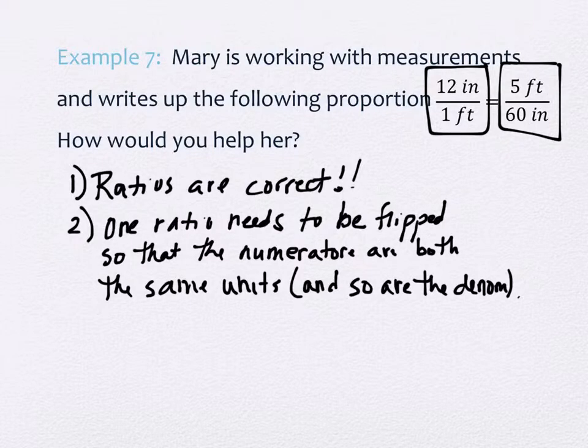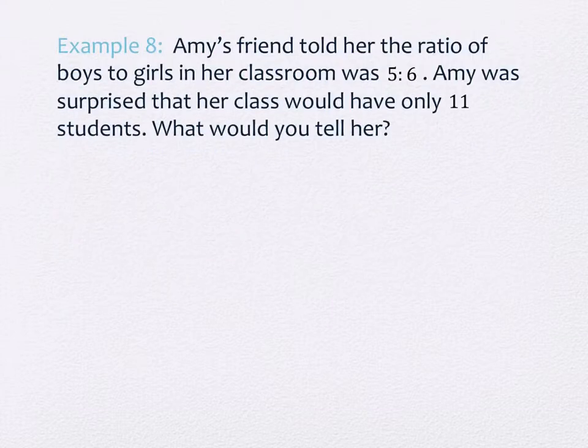Okay, we have one more problem. Are we good with this one? Okay. Amy. Amy's friend told her the ratio of boys to girls in her classroom was 5 to 6. Amy was surprised that her class would have only 11 students. What would you tell her?